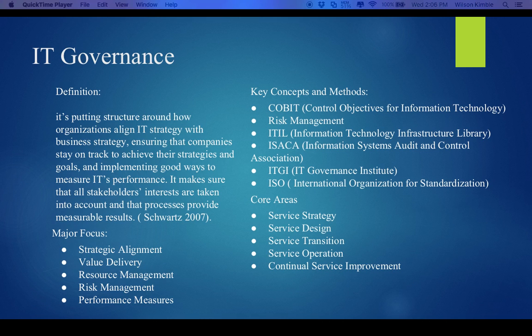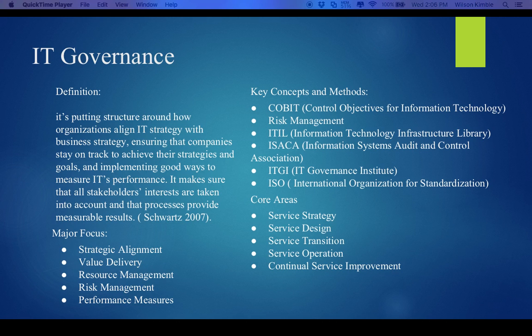I have received all these main focuses from different sources and books that I have cited at the end, I think slide number 8 of this presentation. The key concept methods are COBIT, ITIL, risk management, and ISACA, which is something I learned new due to this class. ITGI, which is the IT Governance Institute. ISO, I heard of this before, it's the International Organization for Standardization.